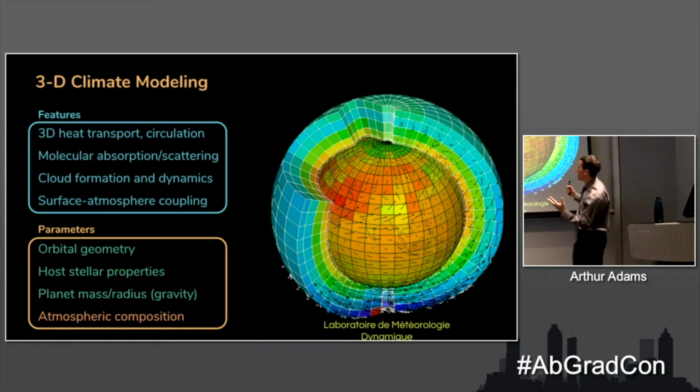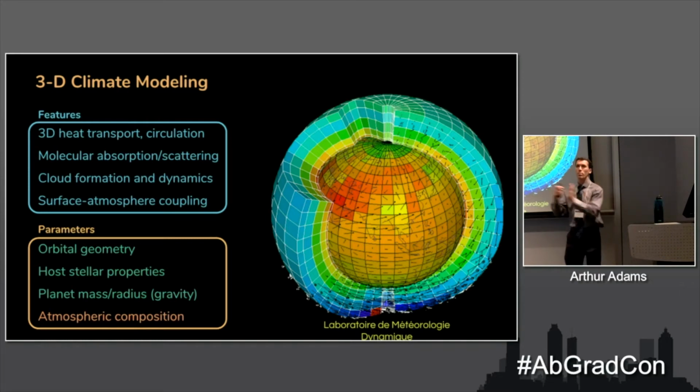And so I'll be pretty quick. They're a 3D treatment of the atmospheric physics, and they also couple to the surface. So if you have oceans or a carbon cycle, all those sorts of things, you can take care of that. Most interesting to me is that you can capture the dynamics and formation of things like clouds and the molecular absorption of species in the atmosphere.